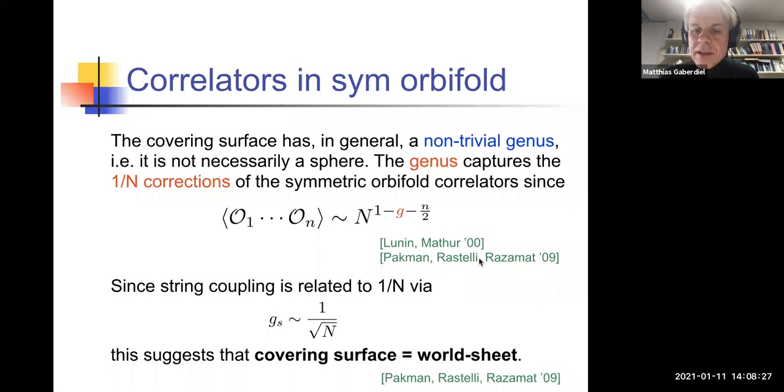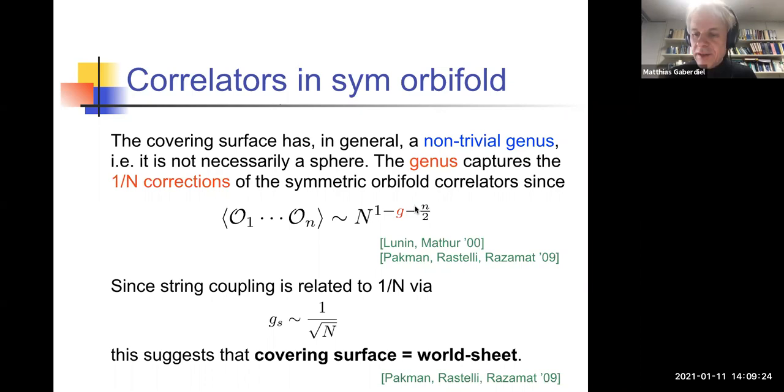And you see, because we know that you would expect the string coupling constant of the dual string theory to be related to the n parameter of the symmetric orbifold as 1 over square root of n, this suggests that the genus that appears here, if you translate it with this dictionary, should be identified with the genus of the world sheet that contributes to this correlation function. So you will reproduce correctly the 1 over n behavior of these correlation functions if you can think of the covering surface as being the world sheet. That's what this analysis simply suggests. There is a very natural family of conformal surfaces appearing via these covering surfaces. They're naturally of higher genus. Their 1 over n behavior depends on the genus exactly as it should depend on the genus of the world sheet. And therefore, the most natural idea is that the covering surface is the world sheet, or rather the world sheet is the covering surface.